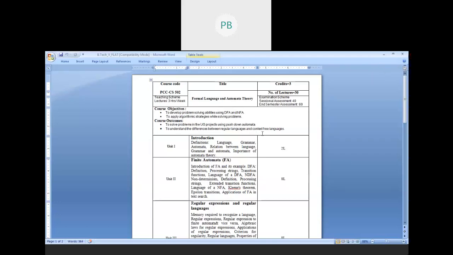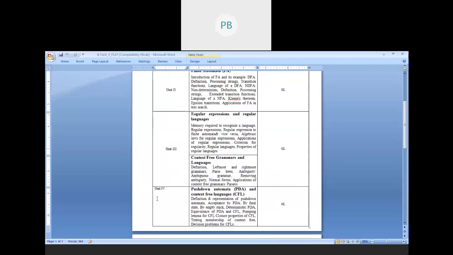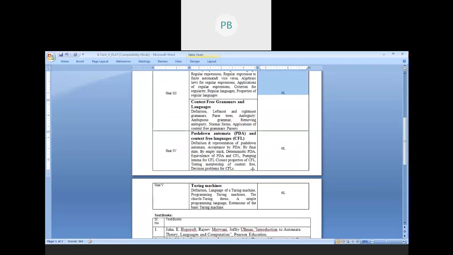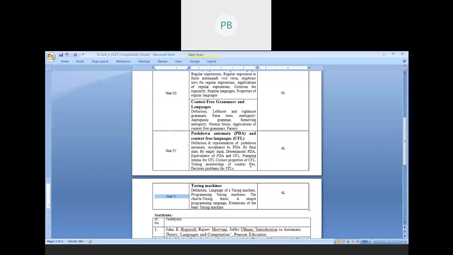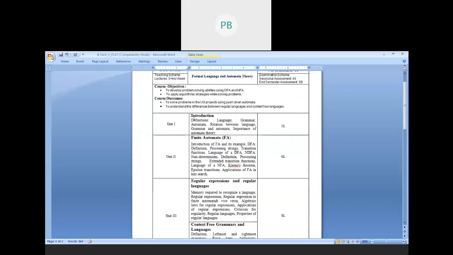And the thing is what content we are going to discuss during this course. The whole syllabus is divided into 5 units as per the AICTE norms. In the first unit, we have an introduction, where some basic information about the particular course is given. Then in the next unit, we go to finite automata.